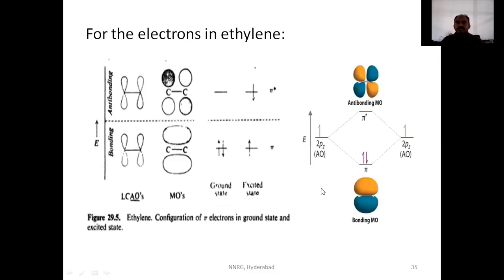In the same example, the two p orbitals, pz atomic orbitals, each have one electron. When these two electrons combine, if they are in the same phase, they form a bonding molecular orbital. If they are in two different phases, they form an anti-bonding molecular orbital. So two different molecular orbitals are formed in ethylene.